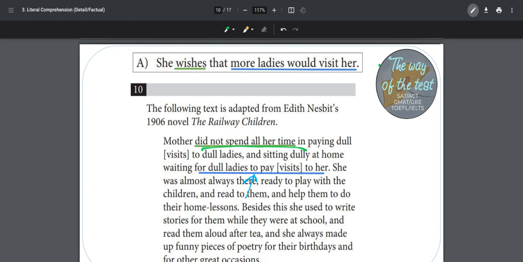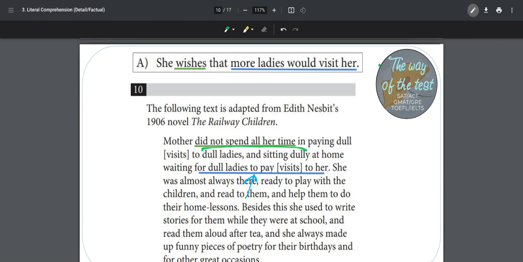As I said, you don't have to comprehend everything, but you do have to comprehend something. So if this is a woman who did not spend her time waiting for dull ladies to visit her, then she's not going to wish to be visited.